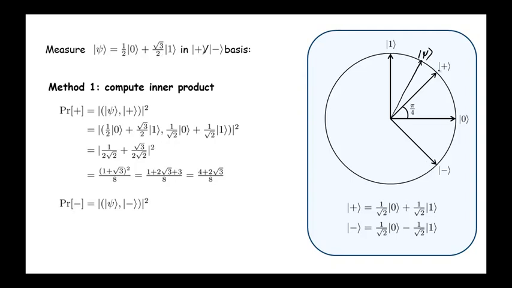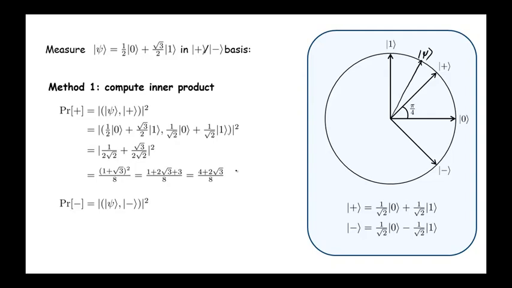Okay, so one way to compute it is just by computing inner products. Remember, the probability that we see plus is the square of the inner product that psi makes with plus. So we write it out. Psi is this state, plus is that state, and we take the inner product, take the square of the magnitude. So when you take inner products, you get 1/2 times 1 over square root 2 plus square root 3 over 2 times 1 over square root 2. And so you add that, take the square, and you get some number.